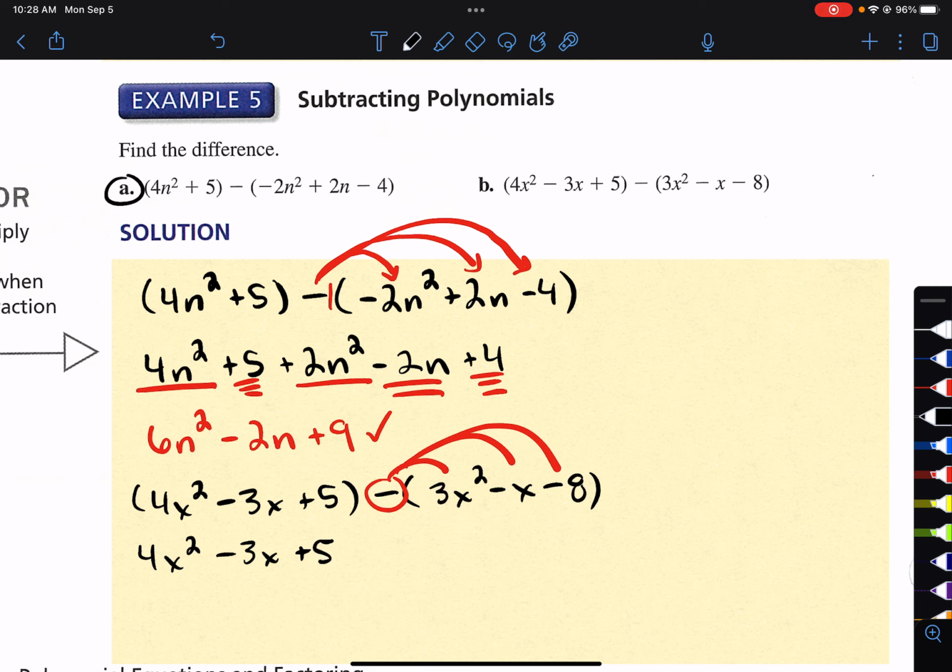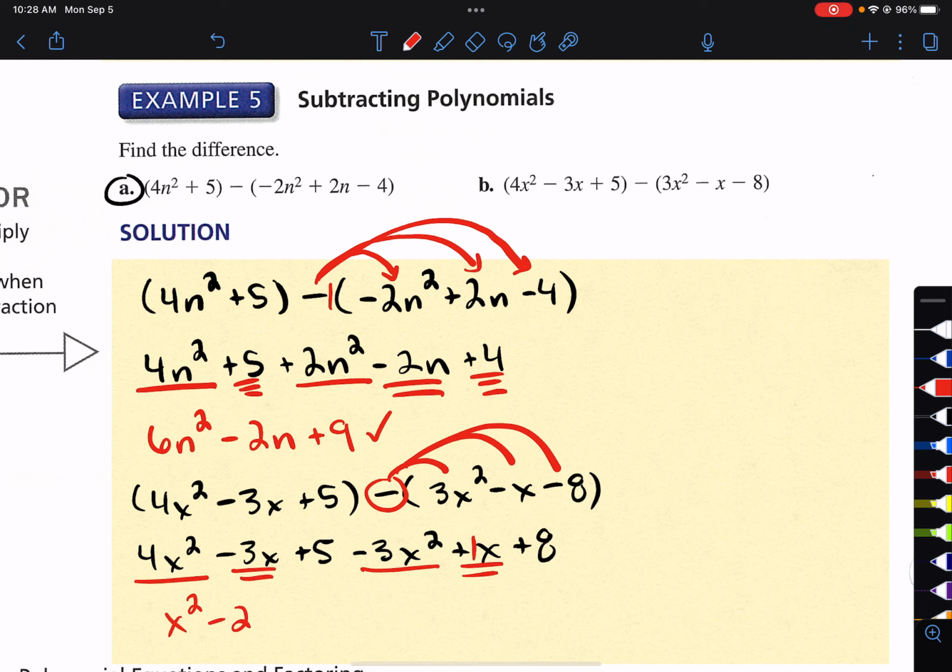But the second set, that negative makes 3x squared a negative 3x squared. It makes the negative x a positive x, and it makes the negative 8 a positive 8. And now my parenthesis is gone. So let's look for like terms. 4x squared and minus 3x squareds, well, that's just 1x squared. You don't have to put the 1. I don't usually put the 1, but it's there, right? We just don't have to write it. And then I've got minus 3x's plus 1x, so negative 3 plus 1 is negative 2x.